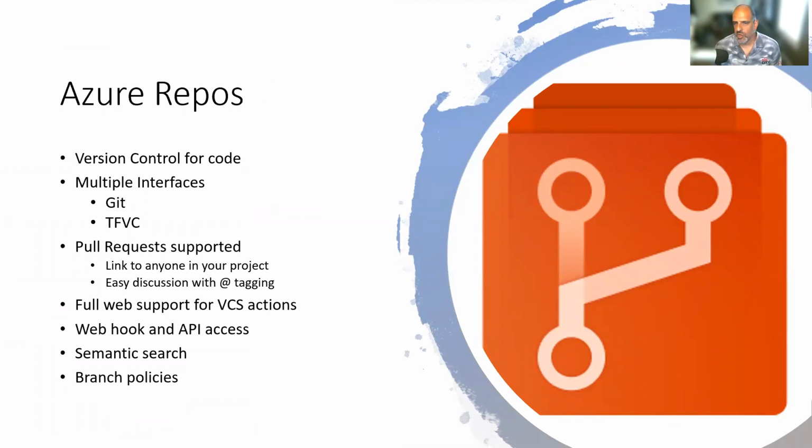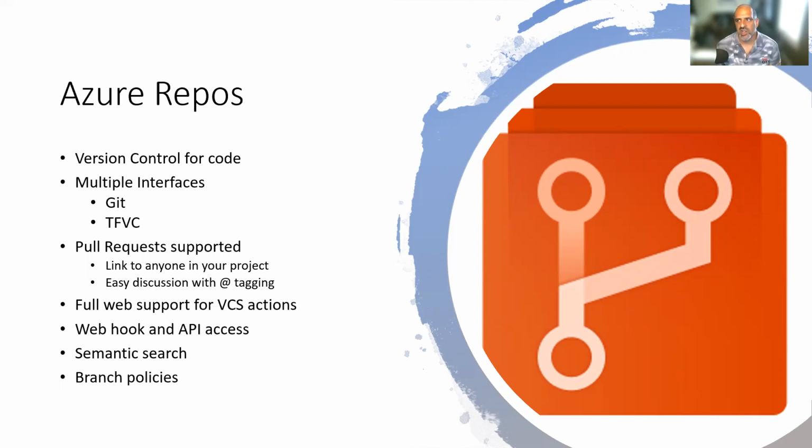So let's go on to repos, which is for code. This is where I think it starts to get more interesting. This is really a version control system. As I showed you when we set up a new project, I can choose Git or TFVC as the interface or protocol that I use to actually connect. Git, like I said, everybody is using Git. I just don't see a lot of people doing that.